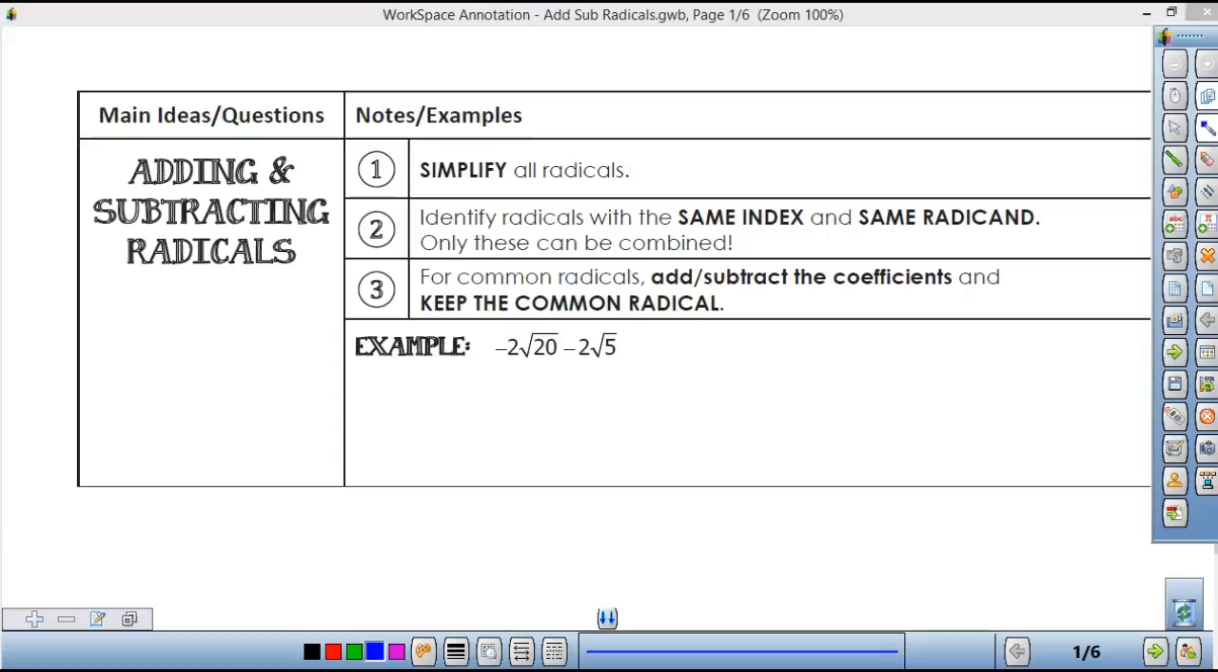So the first thing we have to do is simplify our radicals. Do we need to write out our perfect squares again? First perfect square is 1.